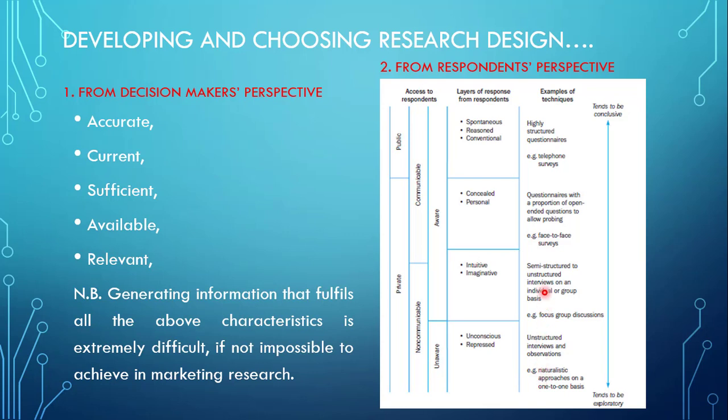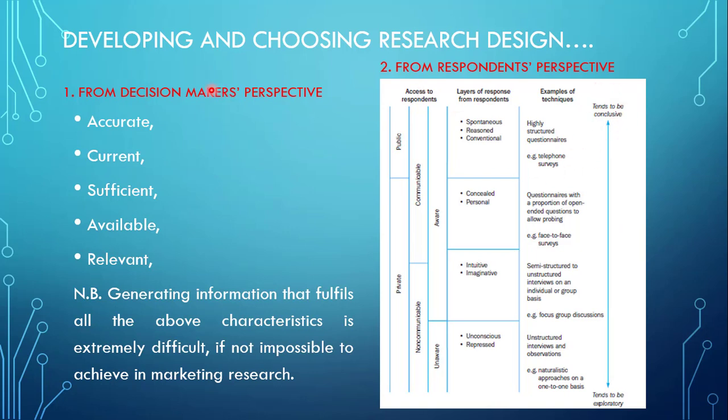You have examples in here, so you can see how you are going to apply these methods. If the response is spontaneous or conventional, then you might use a highly structured type of questionnaire. Apparently, when you use highly structured questionnaires, you might use a conclusive type of research design. We'll discuss what this conclusive type of research design and exploratory type of research design is. Don't get confused, just follow the video lectures.